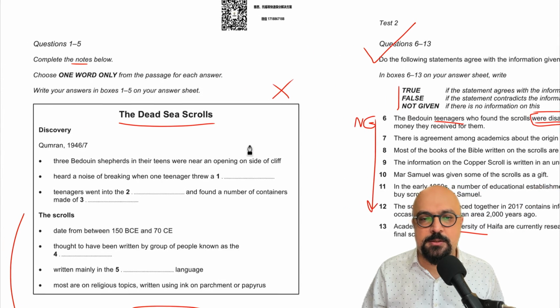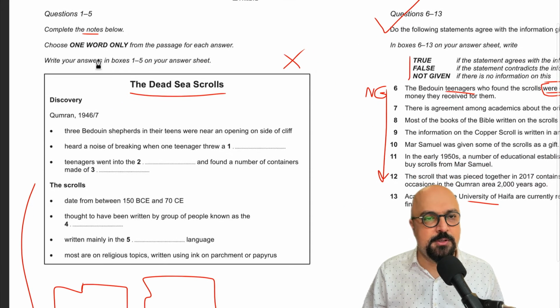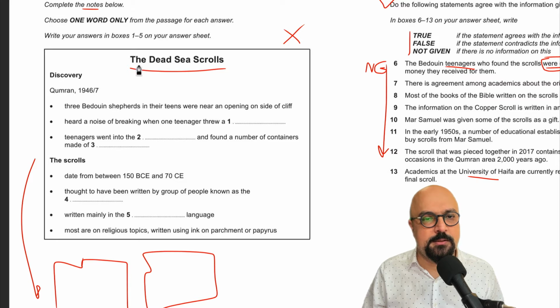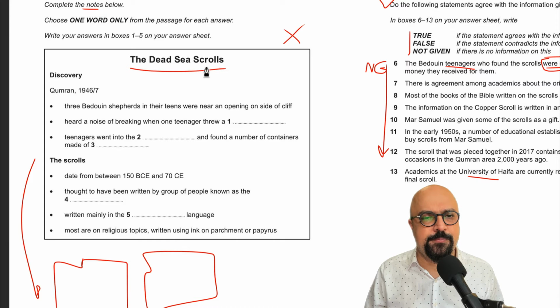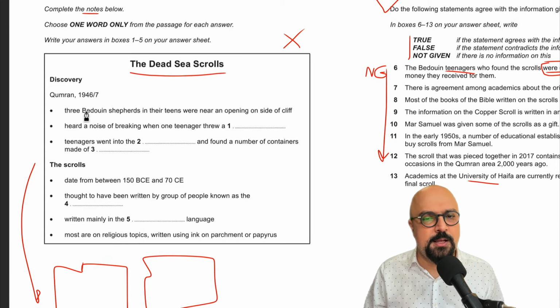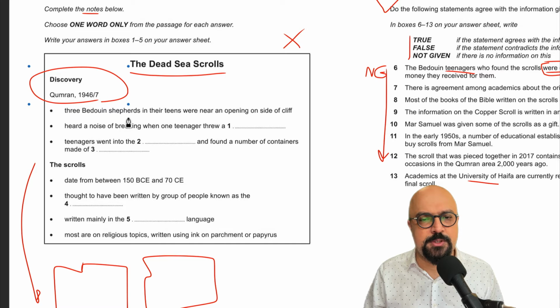Okay, let's just move on to the notes completion task here. Like I said, this is not going to help because it's not any specific terms. It's actually only the title of the text itself. Now, we have the discovery. So this is definitely from the first few paragraphs of the text, especially the first one. The first paragraph is about discovery. So we have these shepherds, those teenagers.